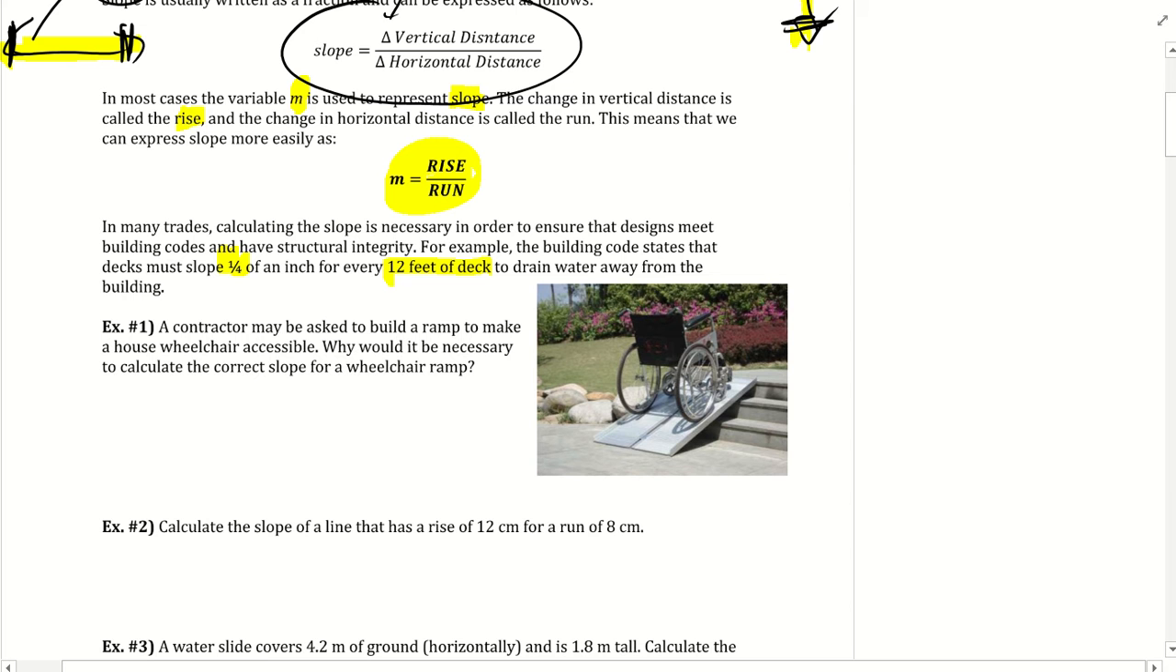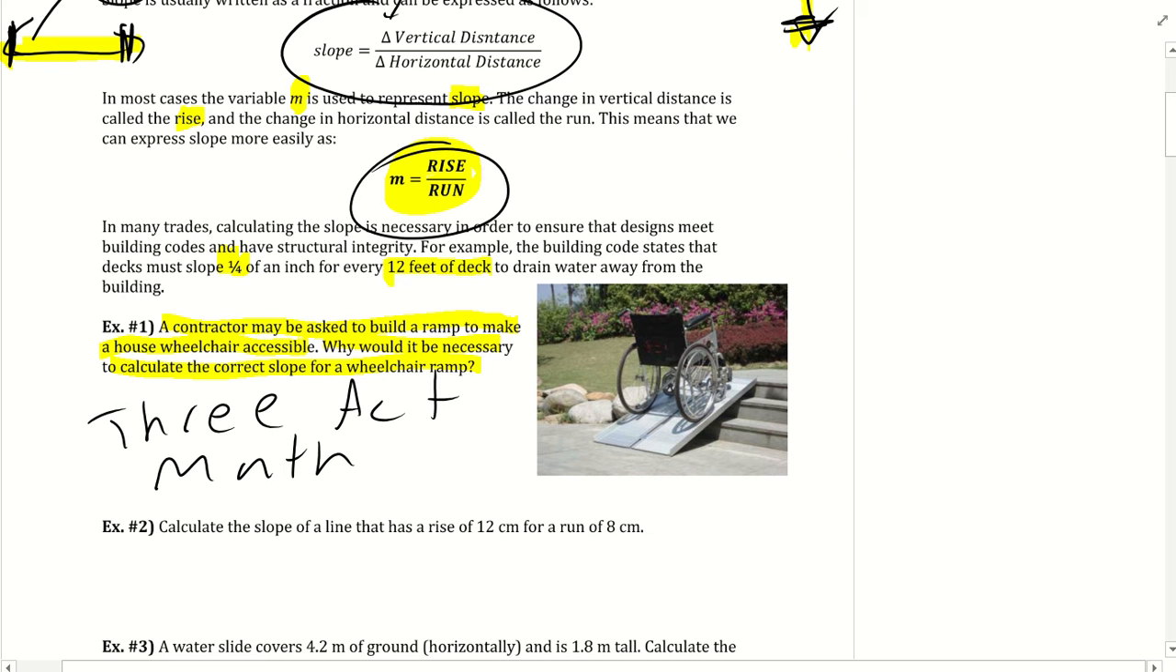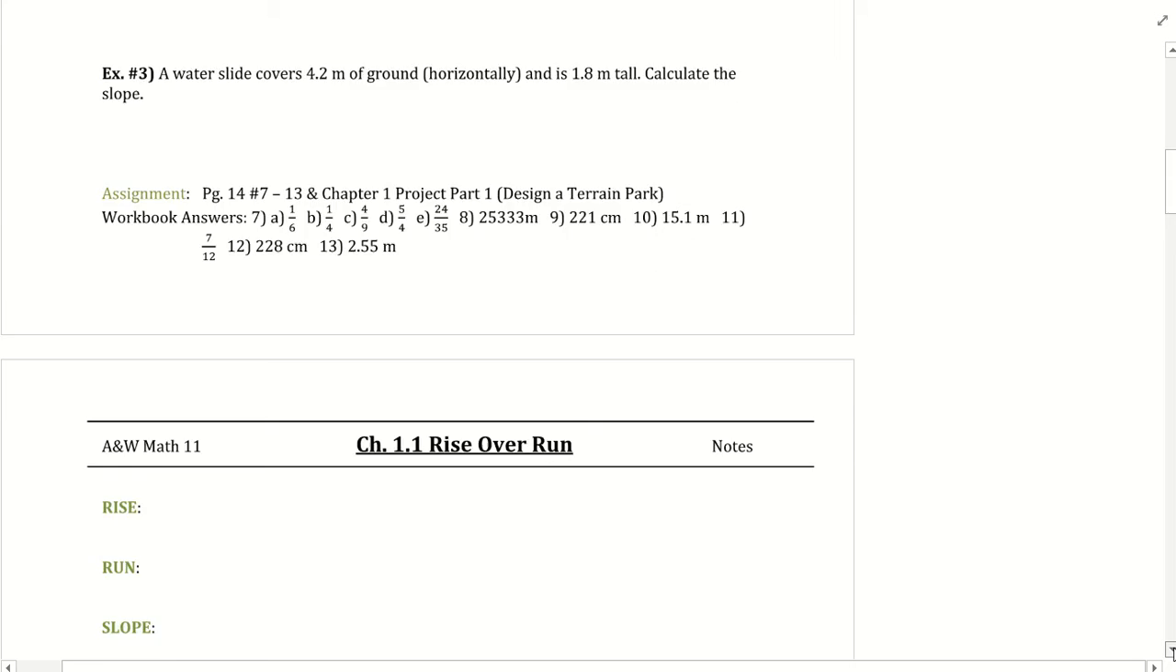So we can see here a contractor may be asked to build a ramp to make a house wheelchair accessible. Why would it be necessary to calculate the correct slope of the wheelchair ramp? Well, pretty soon I have a 3-act math play that I want you guys to do that will definitely explore this. So keep in mind this formula, rise over run, as we will do that later on. I'm going to skip the rest of this part for now, as the 3-act math play will help you understand that a little better.